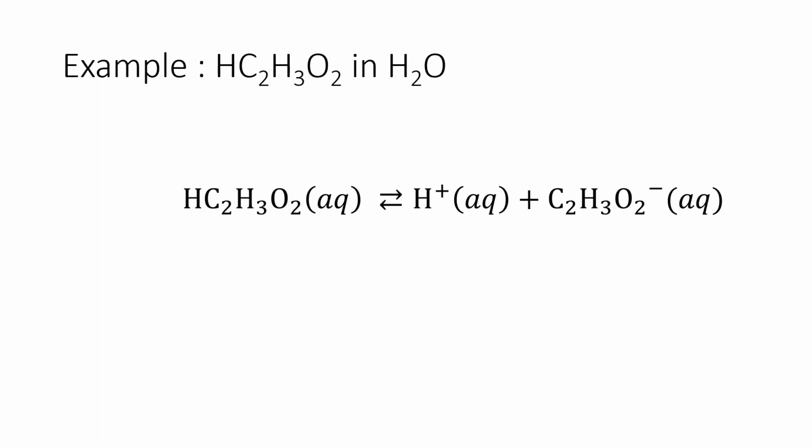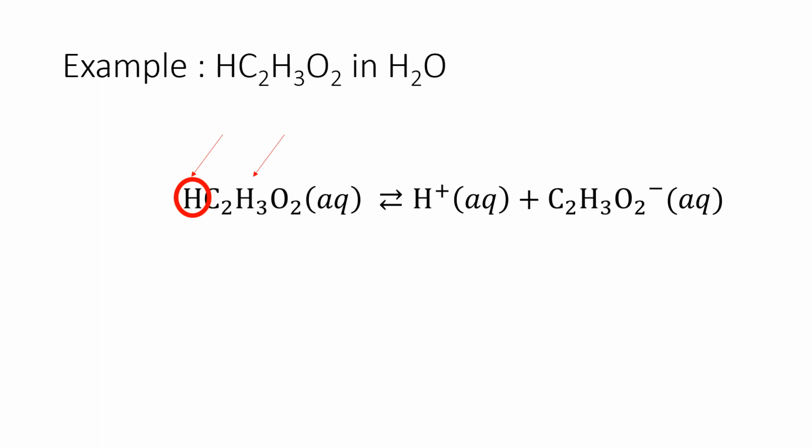Here's the example of acetic acid dissociating in water. Acetic acid is an organic acid. This means it is a carbon-based acid. Most organic acids have multiple hydrogen atoms in their structures. Usually, the most acidic hydrogen, or the hydrogen most likely to be donated, is written first.